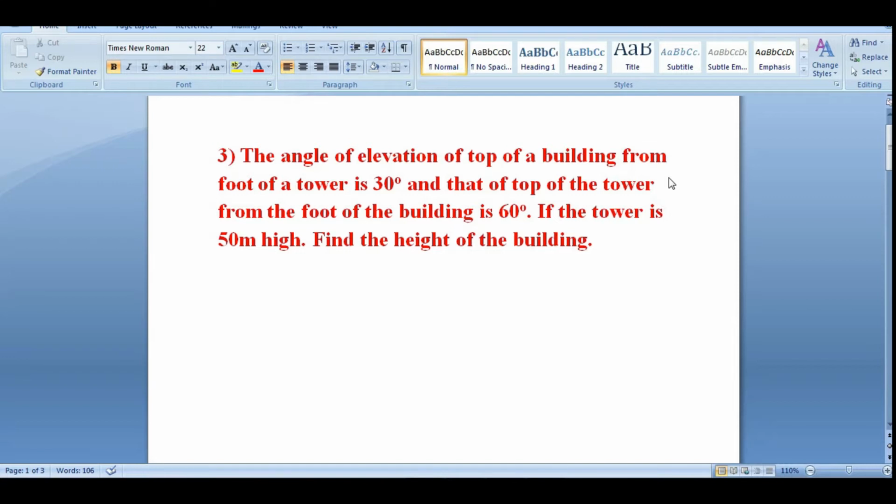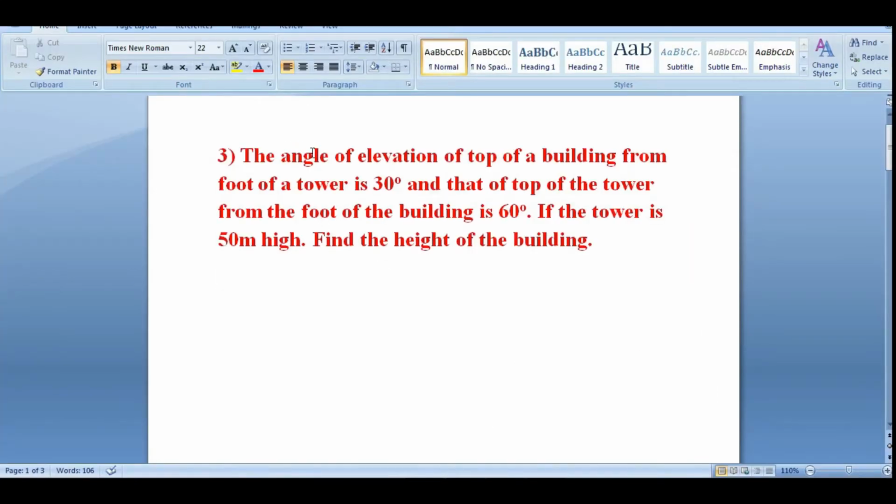You can see over here that the question is given like this: the angle of elevation of top of a building from foot of a tower is 30 degree, and that of top of a tower from the foot of the building is 60 degree. The tower is 50 meter high, so we have to find out the height of the building. Okay, so let's convert this question into a diagram so that we can find out what we have to find.